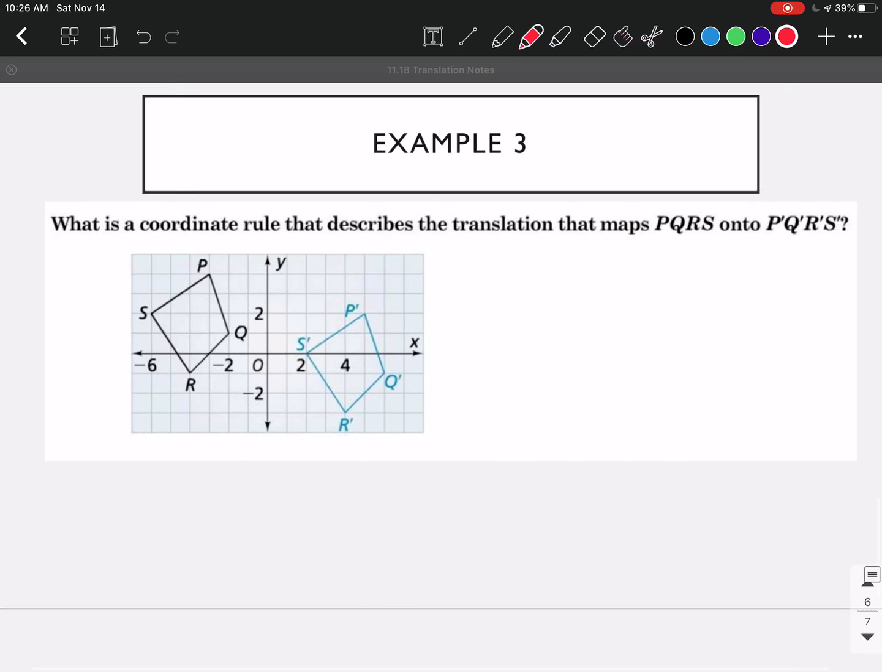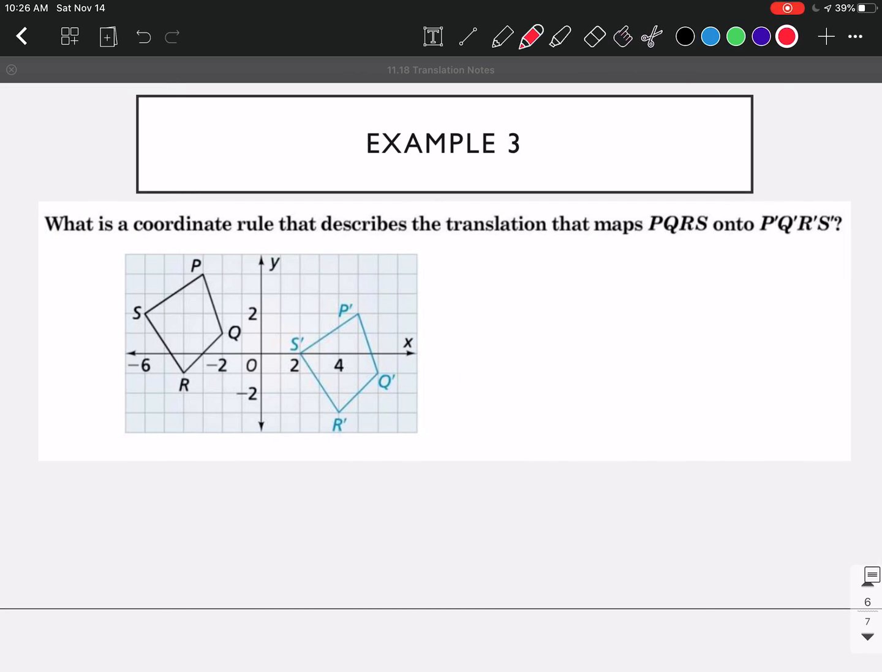So now example 3, we're kind of working backwards here. It says, what is the coordinate rule that describes the translation that maps PQRS onto P prime, Q prime, R prime, and S prime? So what I need to do is see how I went from P to P prime. If I count, I go down 1, down 2. So I've gone down 2. And then I go 1, 2, 3, 4, 5, 6, 7, 8, and I go right 8 units.